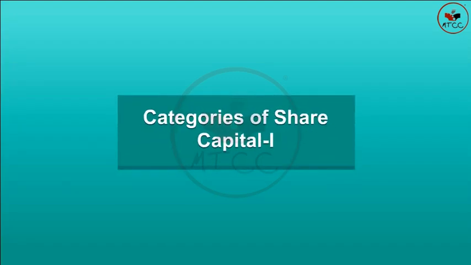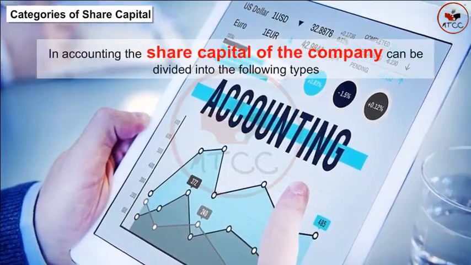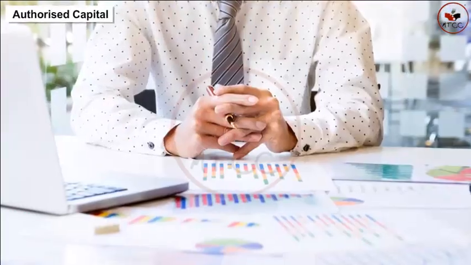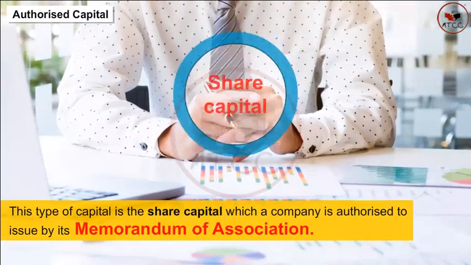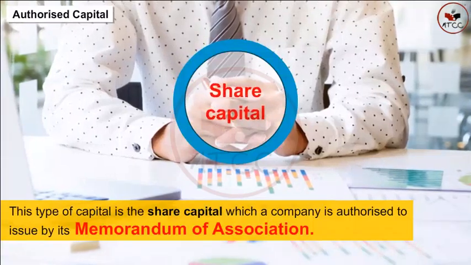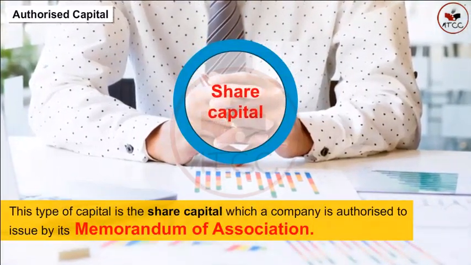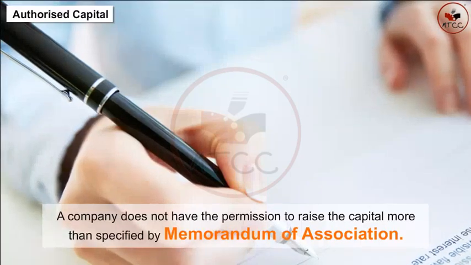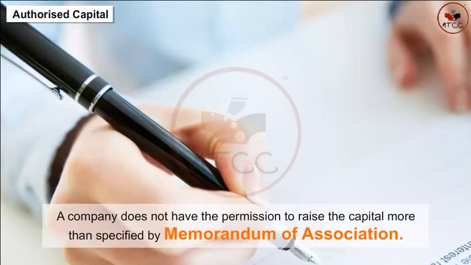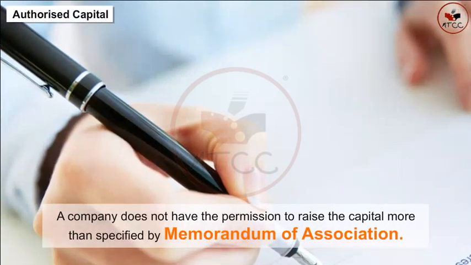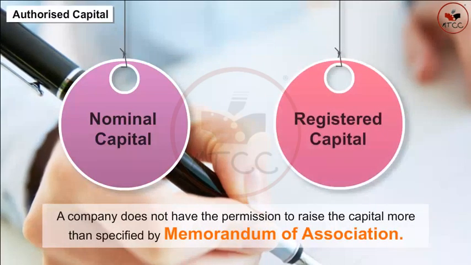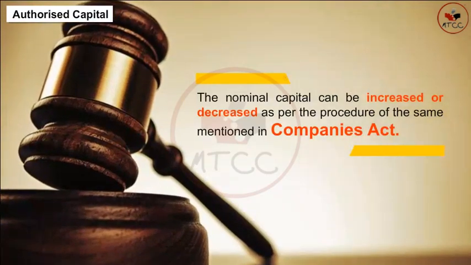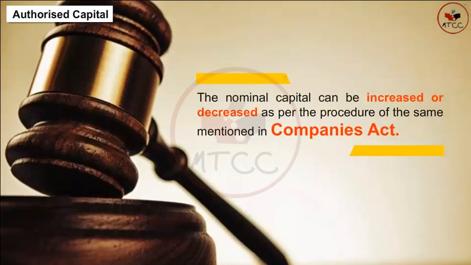Categories of share capital 1. In accounting, the share capital of the company can be divided into the following types. Authorized capital. This type of capital is the share capital which a company is authorized to issue by its Memorandum of Association. A company does not have the permission to raise capital more than specified by the Memorandum of Association. It is also called nominal capital or registered capital. The nominal capital can be increased or decreased as per the procedure mentioned in the Companies Act.